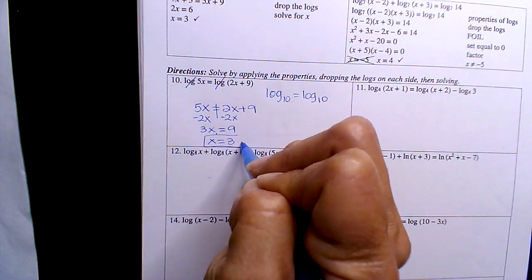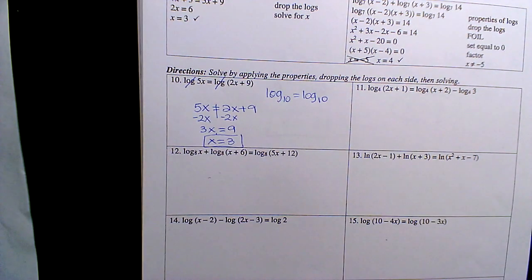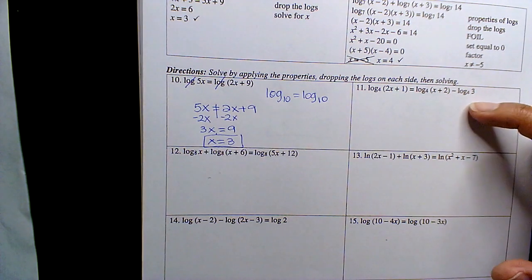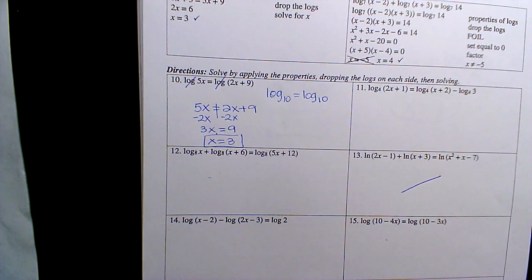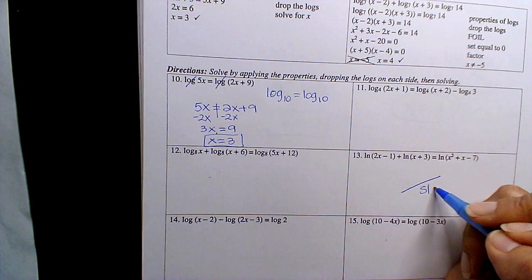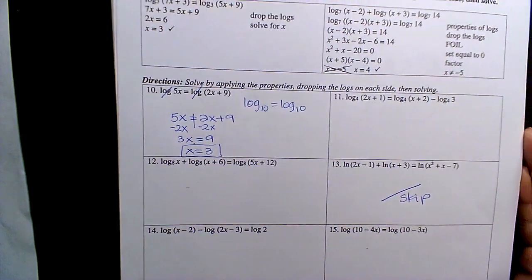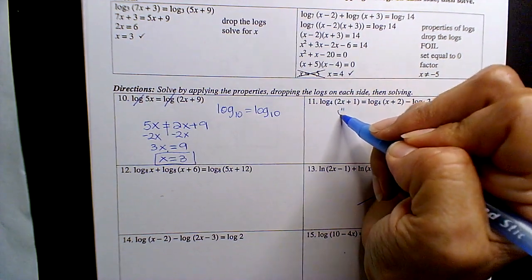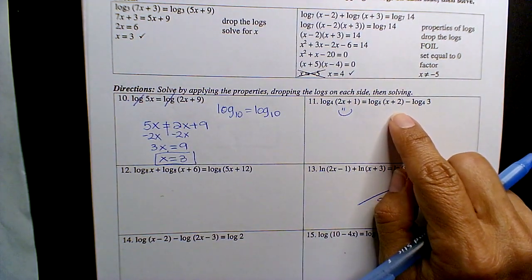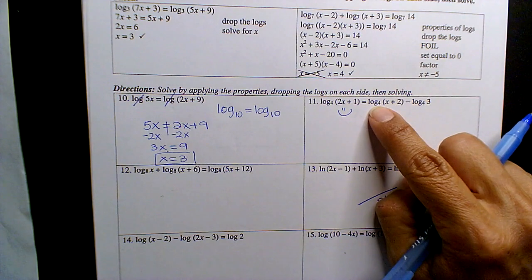Three? Yeah? Okay. So now if we move to 11, by the way, we won't do natural logs. So if it's ln, you can skip this one, 13. If you're looking at 11, I have one log here, so this is good. Okay, this is not so good. See how I have 2 logs? I have 2 log terms.